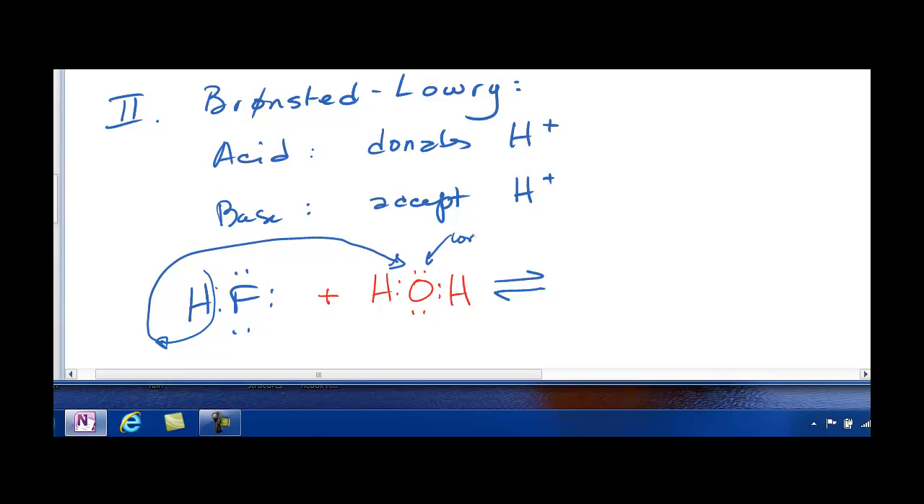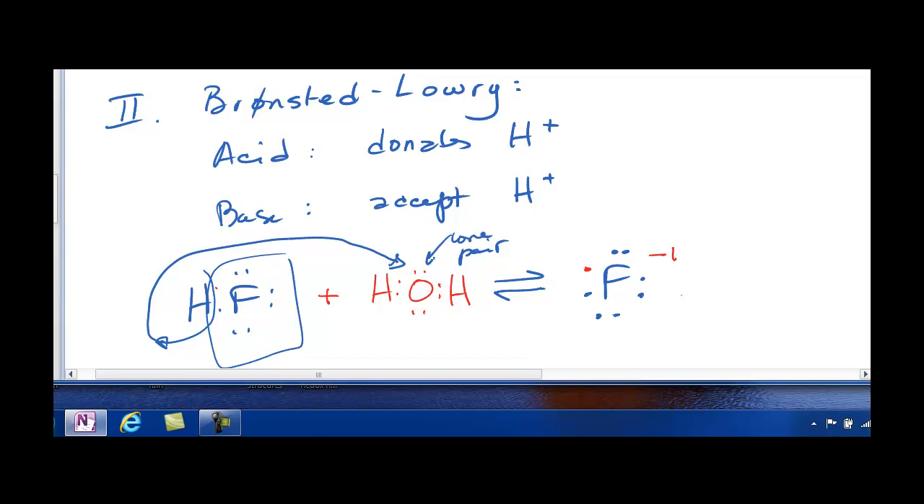That's a lone pair. So that's a region of negative electron density, negatively charged. That's going to attract and bring that H plus in there. So this is left behind. After the arrow, I'm going to write my fluoride ion. And instead of having 7, it has 8 electrons, so it's an ion.